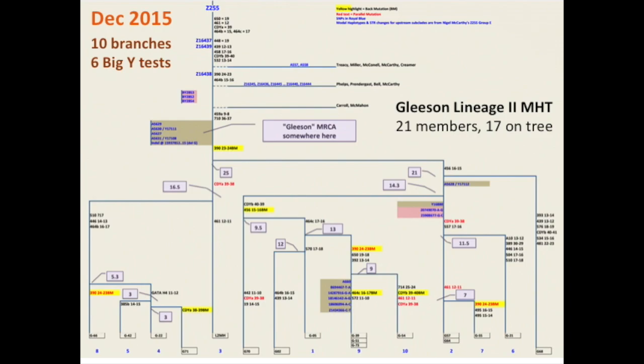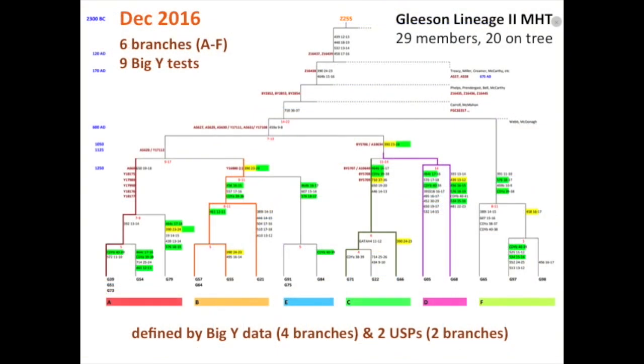In December 2015, this is what the lineage 2 mutation history tree looked like. It wasn't a very pleasant one to look at, so it was tidied up. By a year later, we had 6 branches, 9 Big Y tests, 29 members with 20 people on the tree, and you can see here the various SNPs on the left-hand side of the lines, and the STR markers on the right-hand side. And we had 6 branches, A, B, C, D, E, and F.